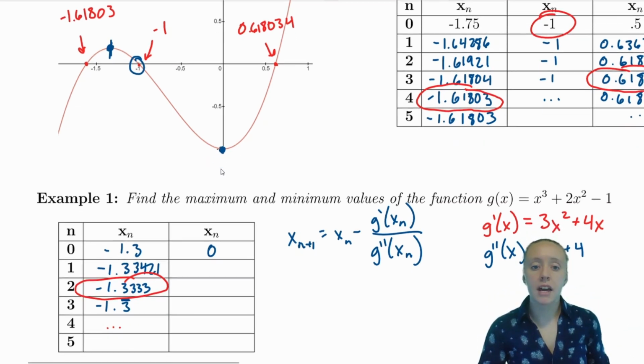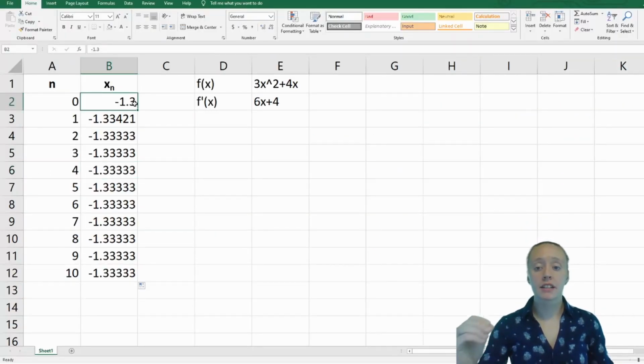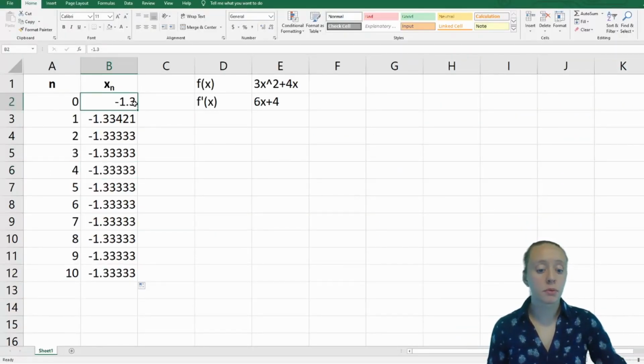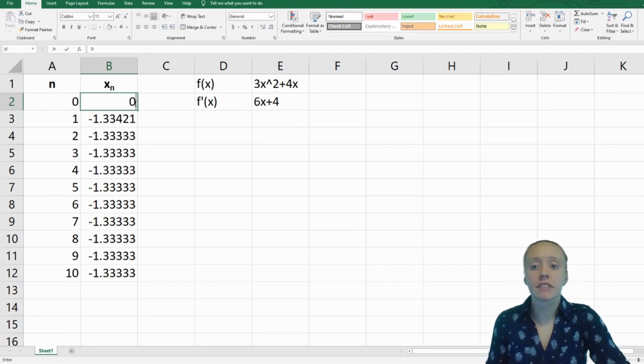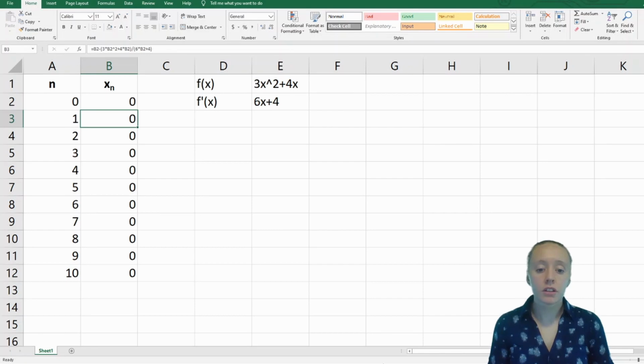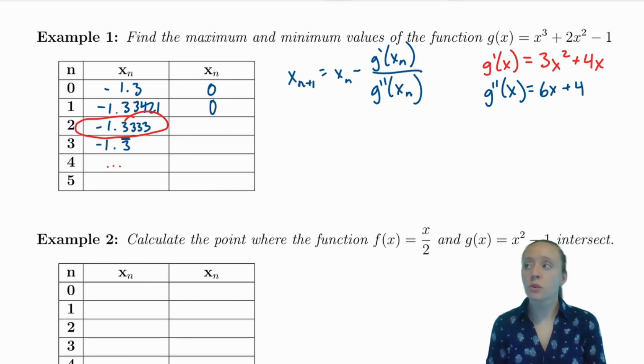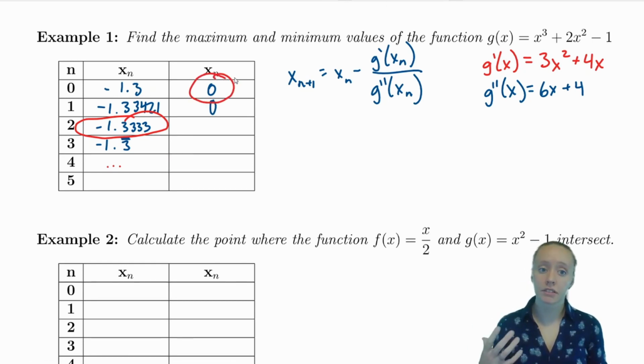And let's confirm that. So going back to Excel, as opposed to my x sub 0 being that negative 1.3, I'm now going to guess 0. And look, it is indeed 0. So going back to our worksheet, we can fill in that table. Because we get 0 for the next value, we know that the minimum does occur when x equals 0.